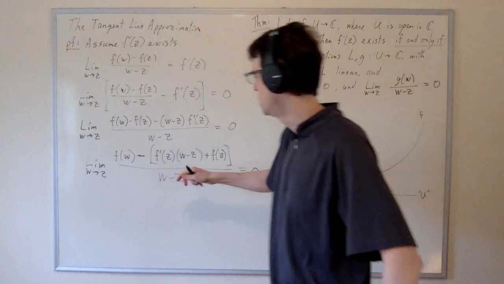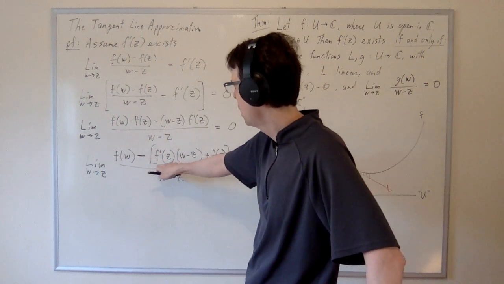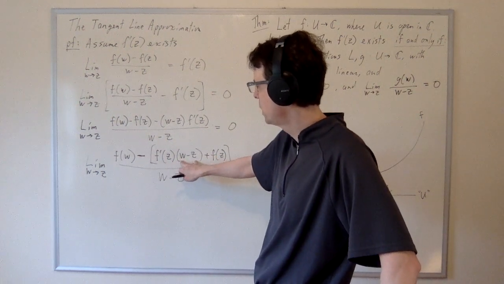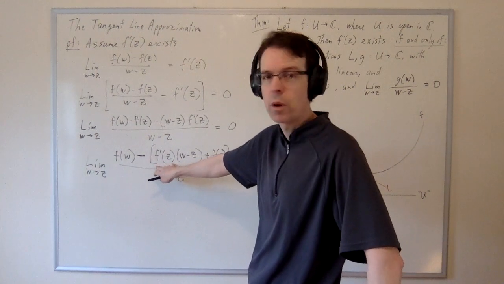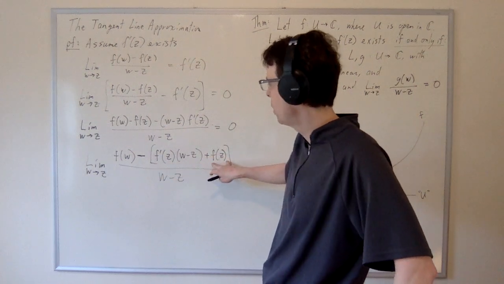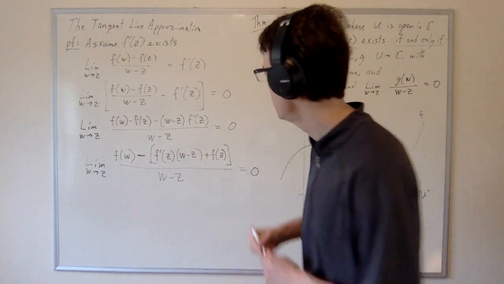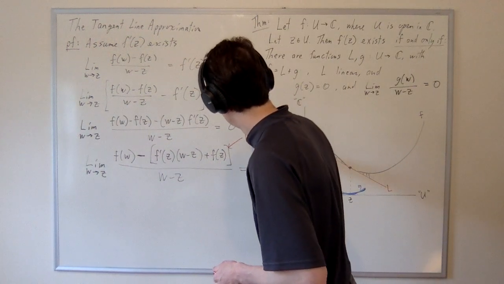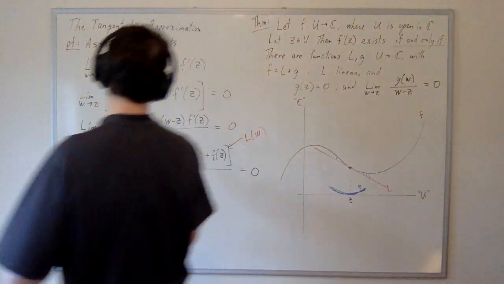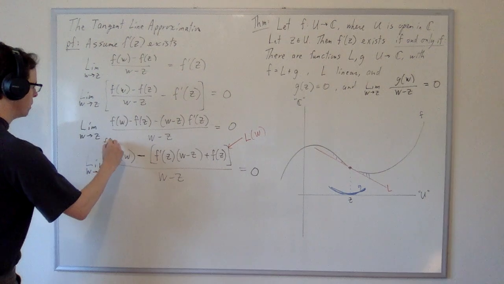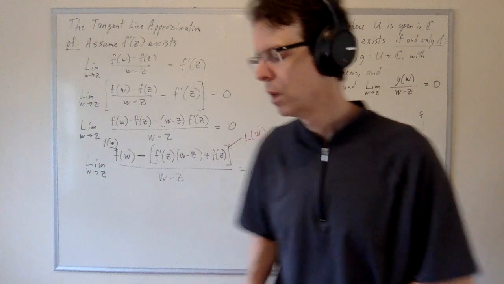Because this is a limit as w approaches z, and this thing is a function of w. It's a function of w which is of the form w minus the constant z, times a constant from the point of view of w, namely the derivative f prime of z, and then plus another constant. So this whole thing here is a linear function of w. Now here, of course, we have f of w, and so we have the difference between f of w and some linear function of w.